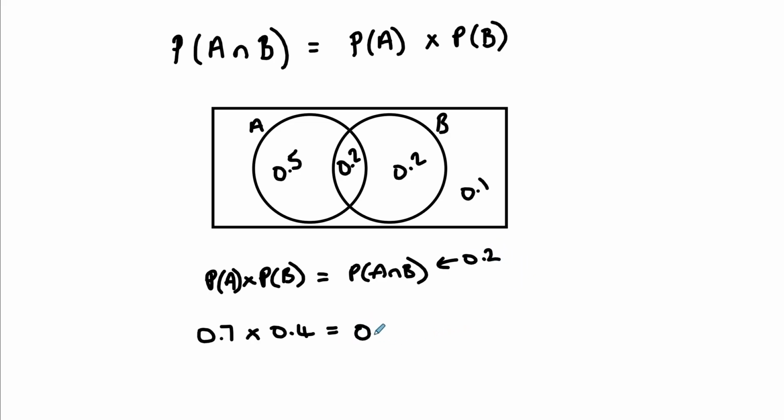Now that does not happen here. This comes out as 0.28. And therefore we would be able to say that the events are not independent. On the EdExcel course, that's quite a common exam question to test for independence.